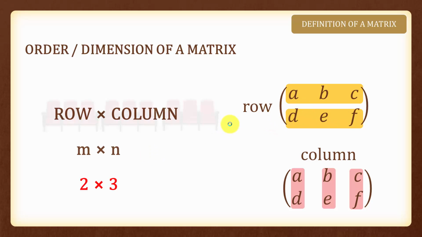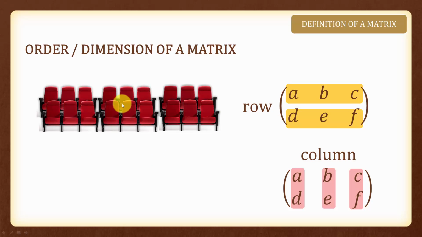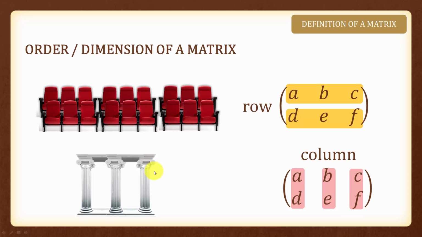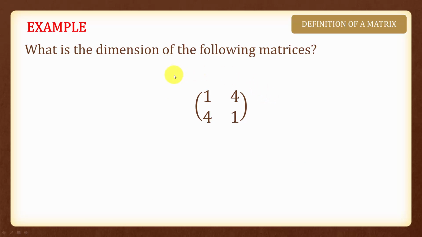Now, rows resemble the rows of chairs in a cinema, while columns resemble the columns of pillars. Or you can identify rows as the horizontal sets of data and columns as the vertical sets of data. Now let's look at this example here. What is the dimension of this matrix? Yes, it is 2 by 2 because there are 2 rows and 2 columns.